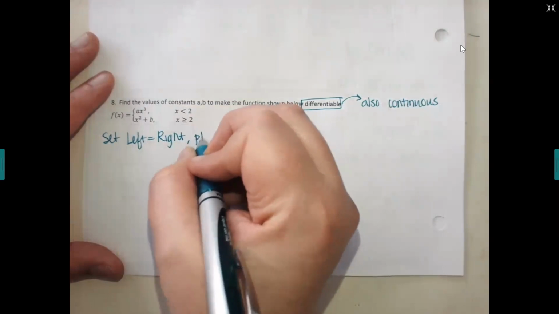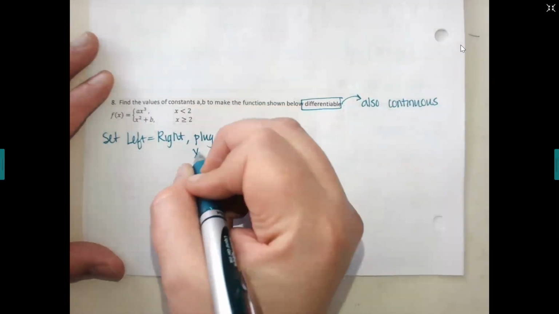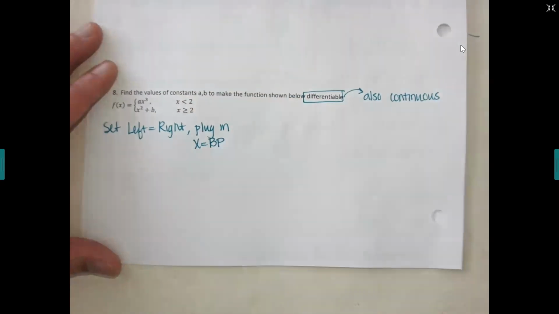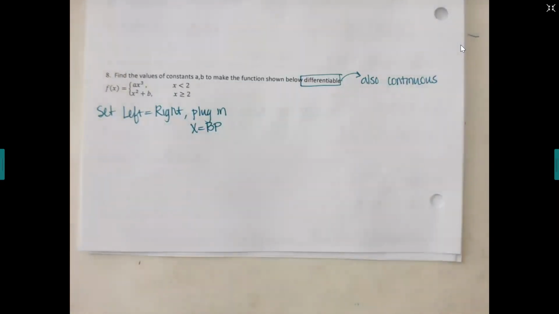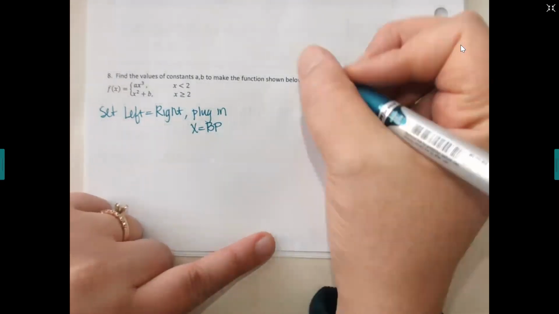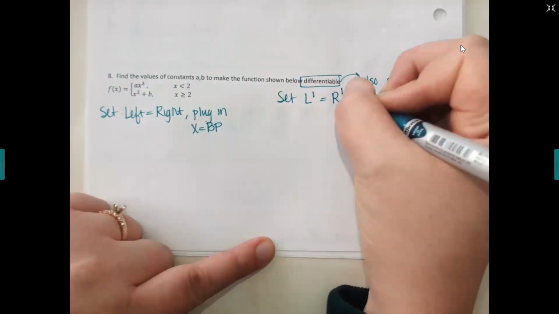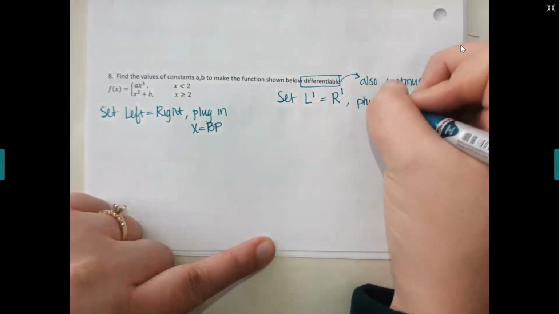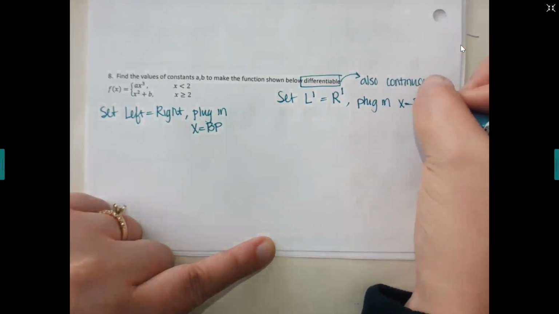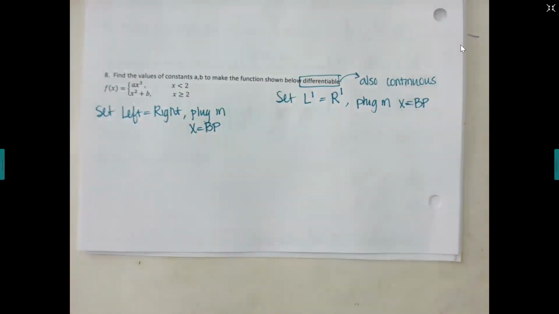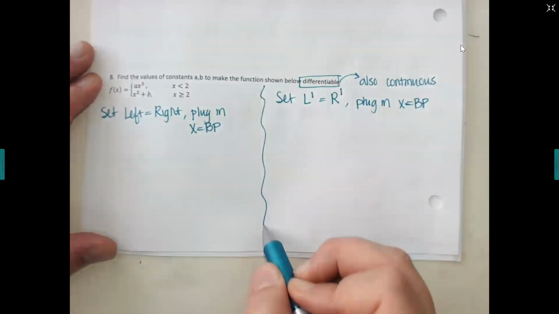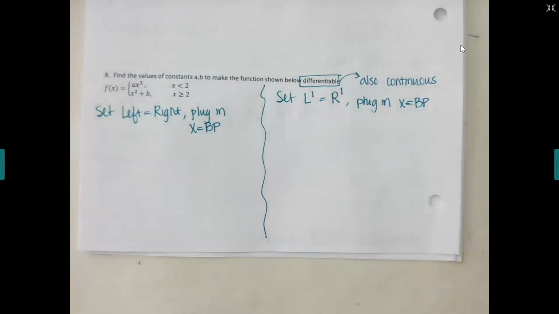And then plug in BP. Okay, remember that BP stands for break point. That's where you switch from one piece of the graph to the next. Then we're going to set L prime equal to R prime and then plug in X equal to the break point. Technically, it doesn't matter which order you do them in, but I'm usually going to do this one first just because we already have the original. We haven't taken the derivative yet.